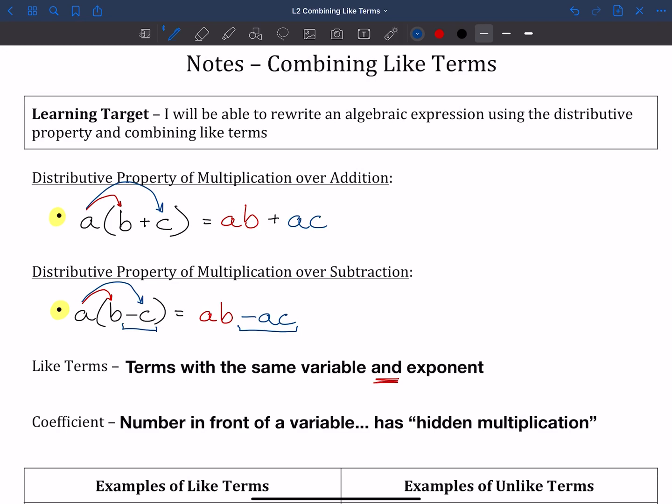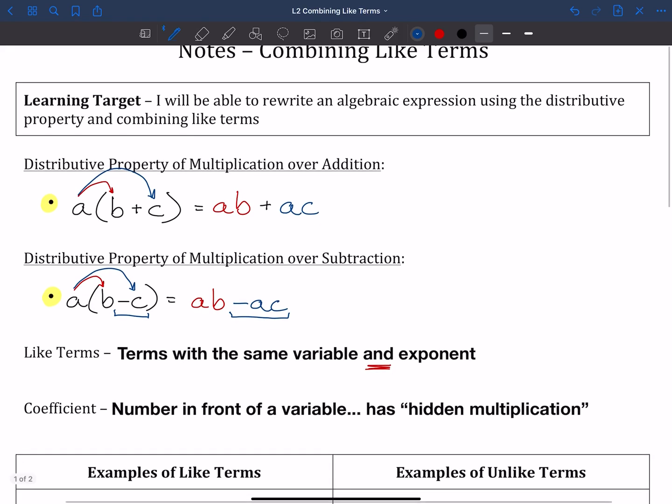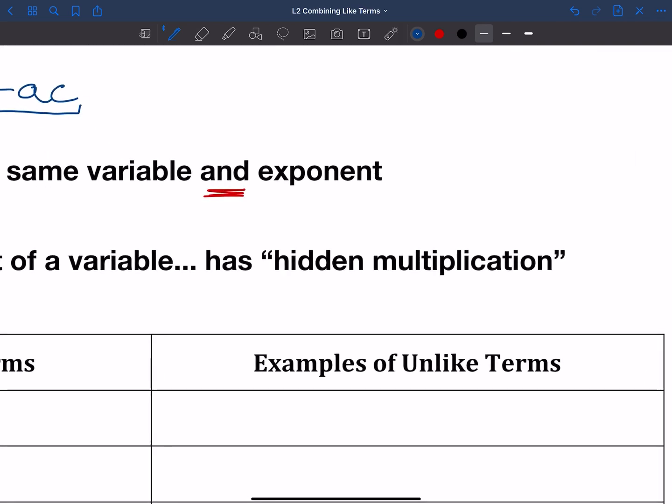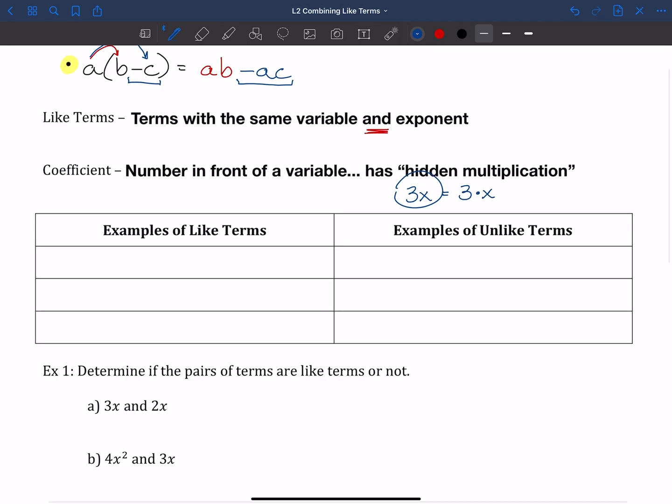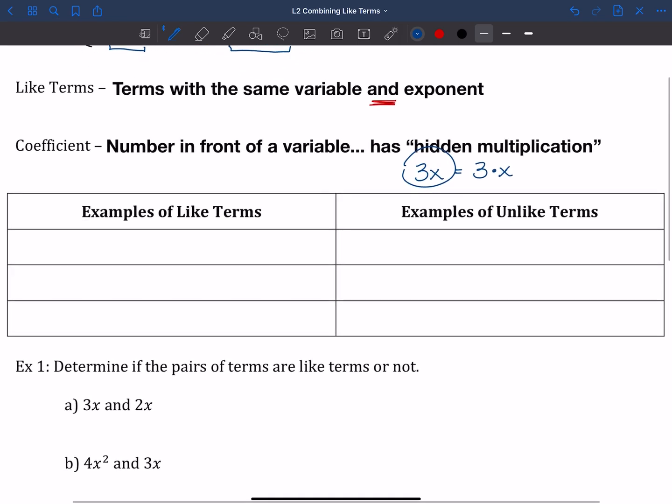When we're adding and subtracting like terms, we also need to pay attention to the coefficient, which is just the number in front of a variable. It has hidden multiplication. What I mean when I say that is that if you have 3x, that really is the same thing as 3 times x. It's telling me there's this thing, x, and I have 3 of it, so it's 3 times that much. We just shortcut it and write it as 3x.